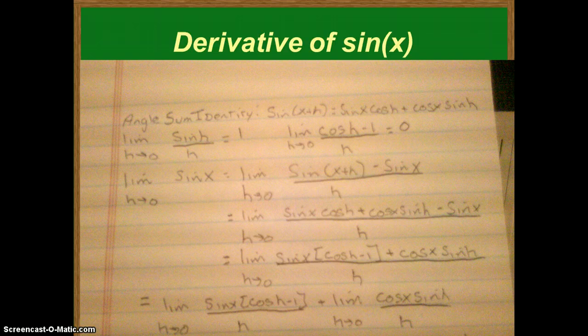I can break that into two separate limits using the properties of limits, and I would get the limit as h goes to 0 of the sine of x times the quantity cosine of h minus 1 all over h, plus the limit as h goes to 0 of the cosine of x sine of h all over h. The next slide continues this process.